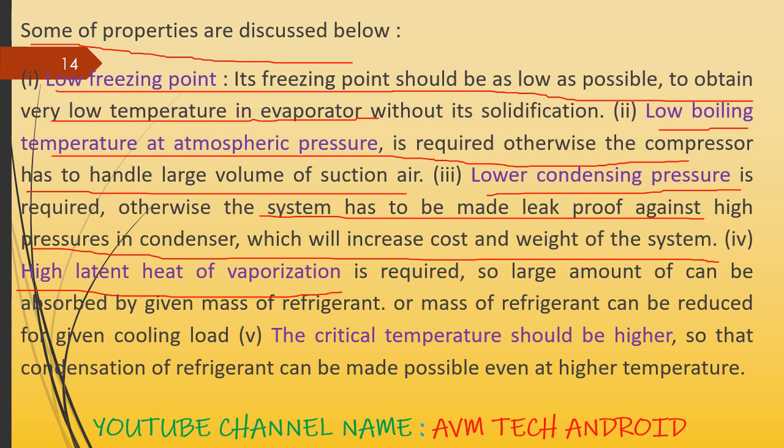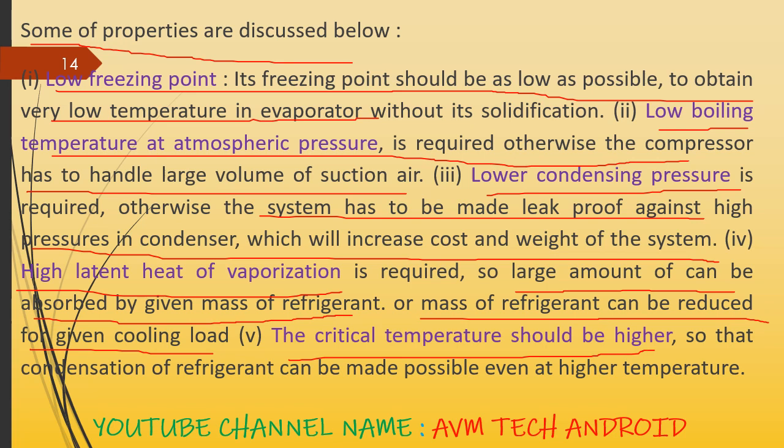High latent heat of vaporization is required, so a large amount of heat can be absorbed with the given mass of the refrigerant, or you can say the mass of refrigerant can be reduced for a given cooling load. And the last is that the critical temperature should be higher so that condensation of the refrigerant can be done even at a higher temperature. So these are some important properties for the refrigerant.